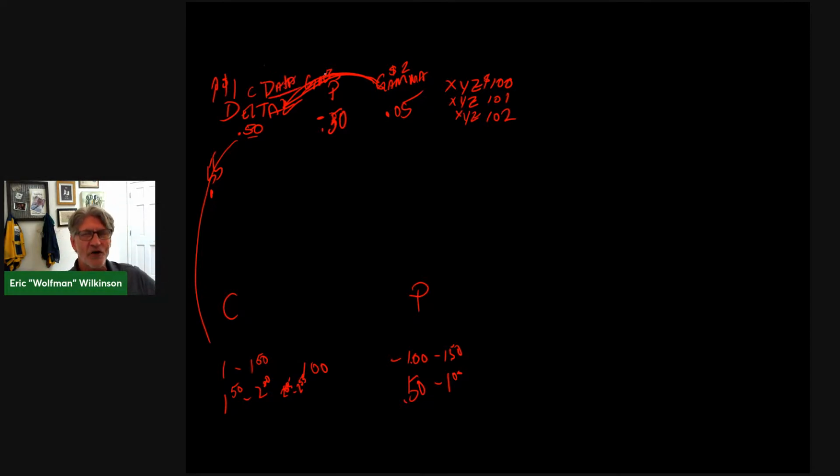Now you heard me start talking a little bit about the probabilities. Why delta at the money is 50-50. It's because it's probabilities, right? Well, delta not only tells us the coefficient that is going to affect our premiums, but it also tells us probabilities. A 50 delta has a 50% probability of being 1 penny in the money at expiration.